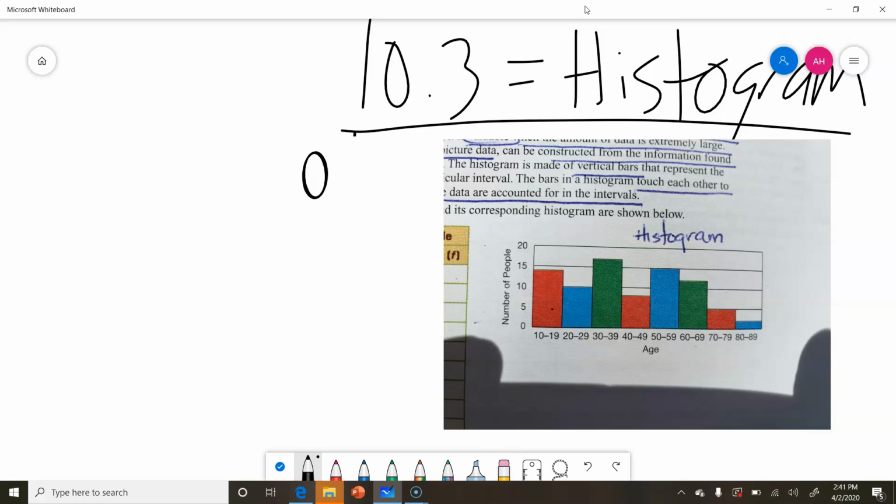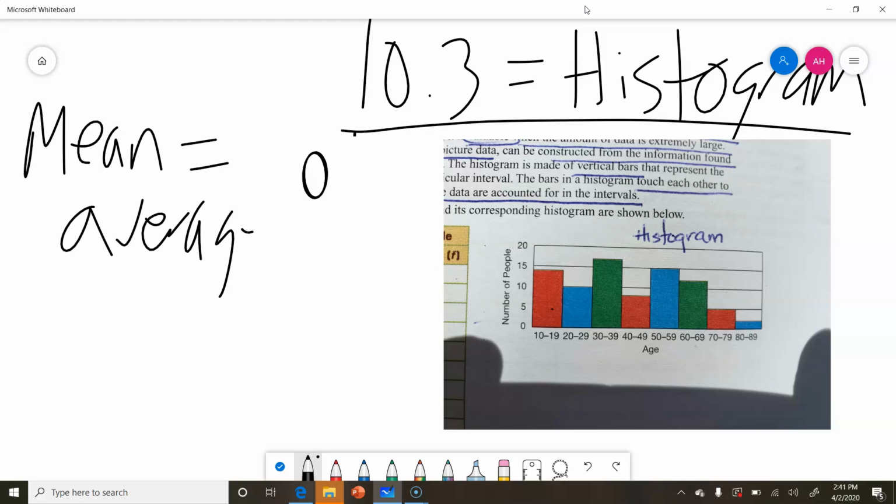Now, something that we are going to worry about is the mean, the average. How in the world are we going to find the average of this thing right here? We have so many numbers, but we don't know what the exact numbers are. We don't know if this number is 12 in here, or if it's 13, or 14, or 15, or 16. We don't know.